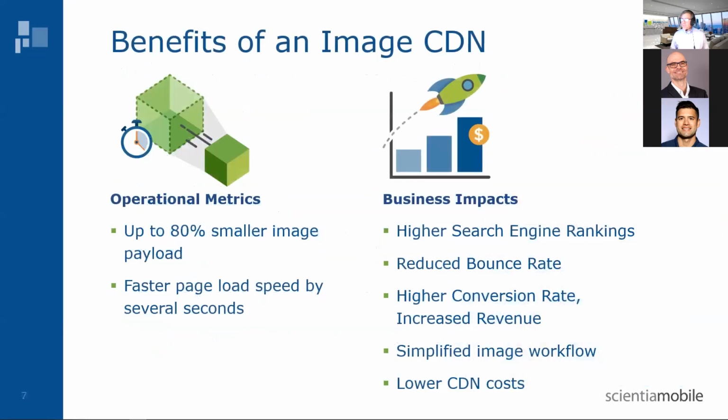So how do you measure the benefits of an image CDN? Well, a balanced scorecard would drive you to look at both operational metrics and your business impacts. On the operational side, payload is one of them. So one of the benefits from an image CDN is that you get about 80% smaller image payload. And then you can also reduce the time to load a page by several seconds.